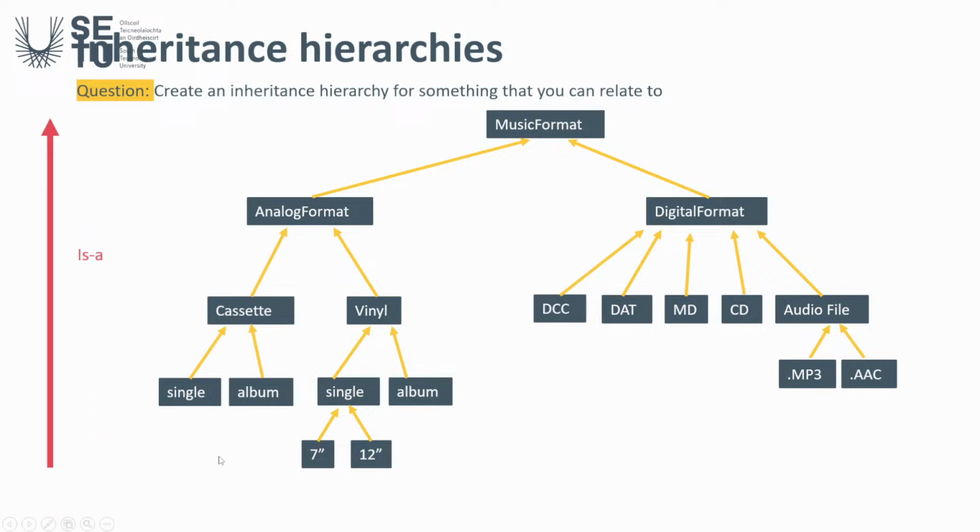Okay, and again, we read from the bottom up. So we have our is-a relationship, and we say that a 7-inch is a single is a vinyl is an analog format, and an analog format is a music format. Okay.